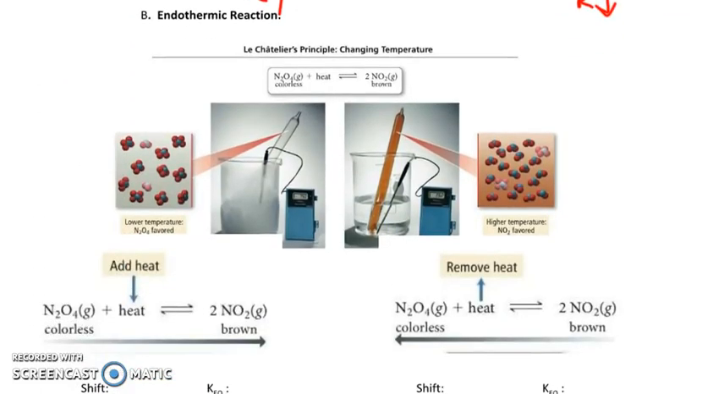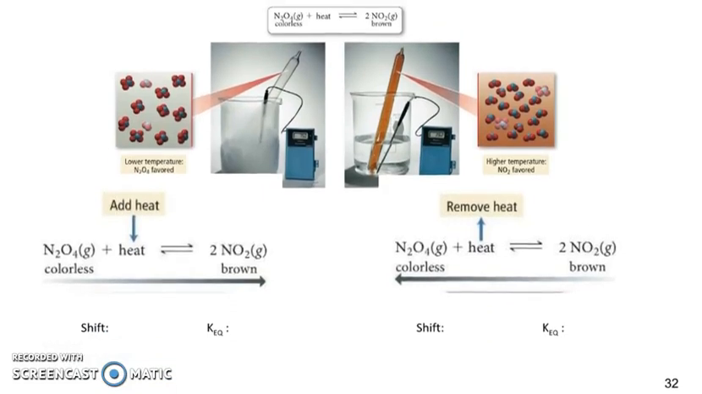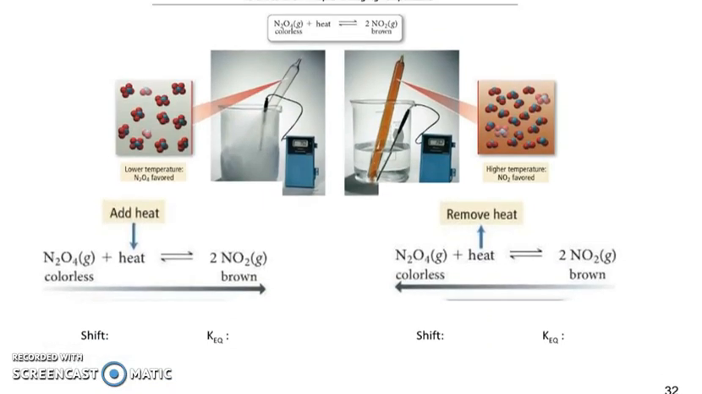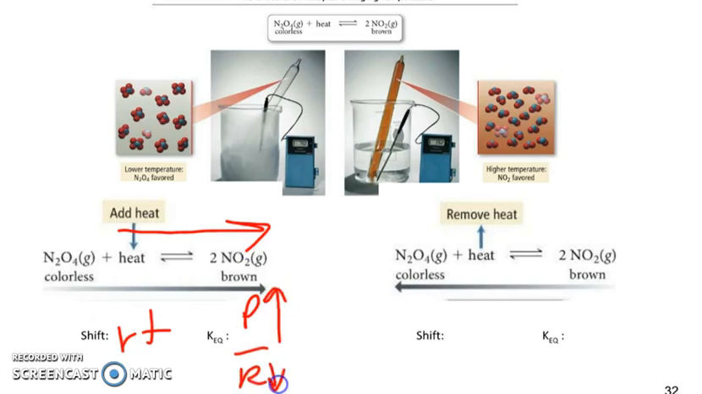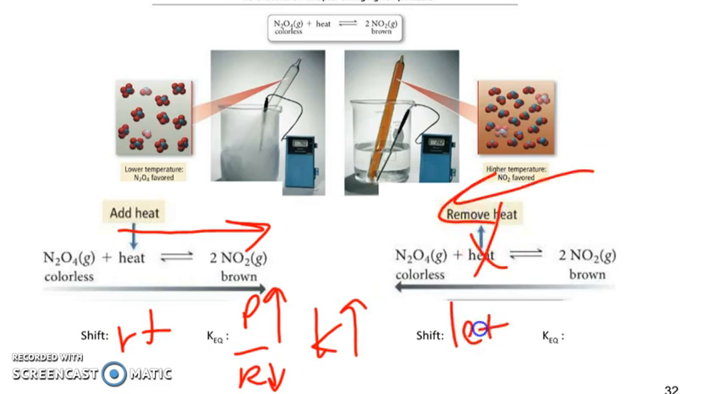But endothermic reaction, notice where the heat is for an endothermic reaction. So if you add heat, it's going to shift right. So then products over reactants, so I make more products and less reactants, K increases. What if I remove heat? It's going to shift left. So, oops, I can't spell left. There we go. So it's products over reactants. What happens here? Products goes down, reactants goes up, so K will go down.